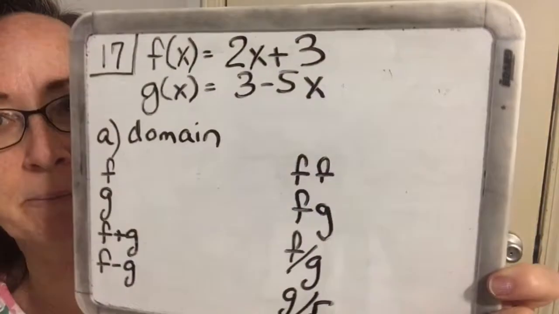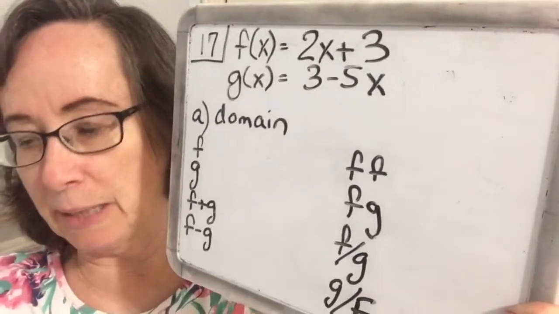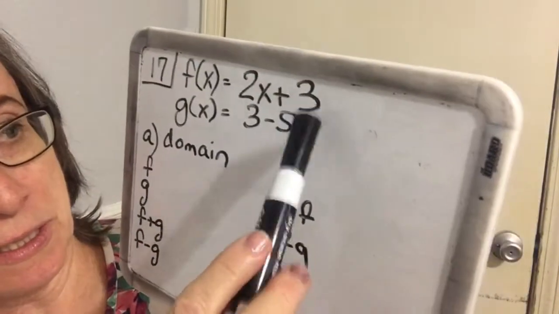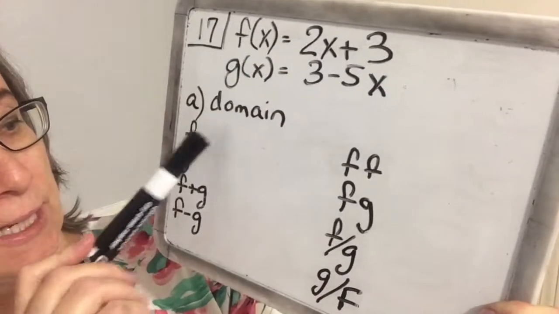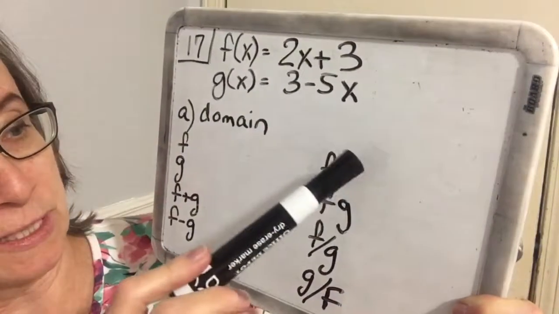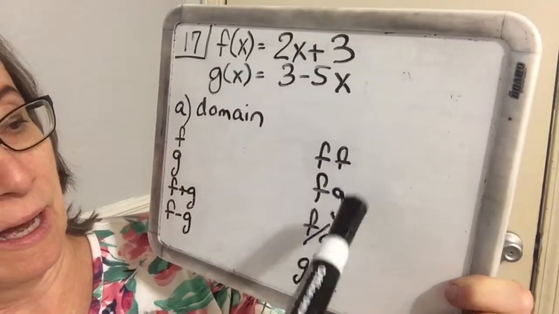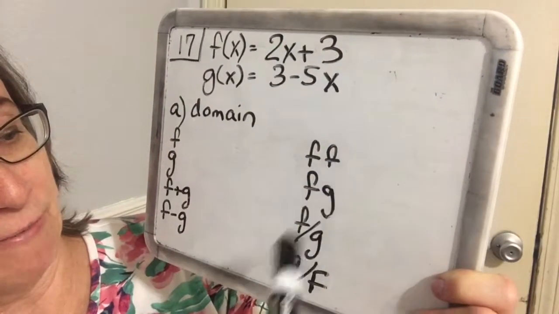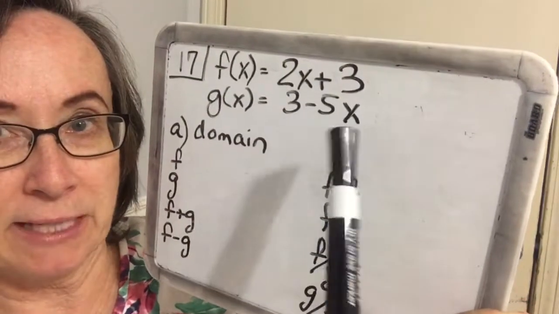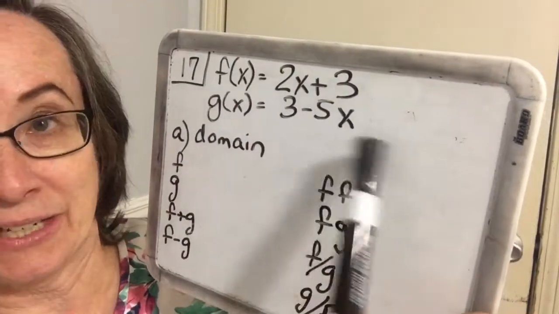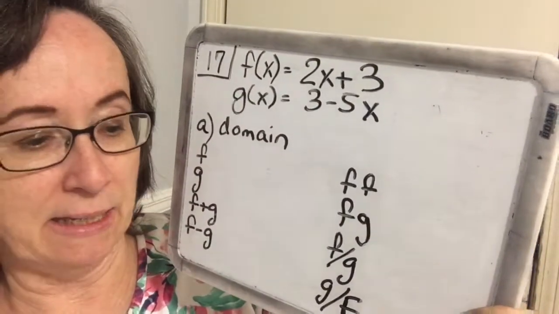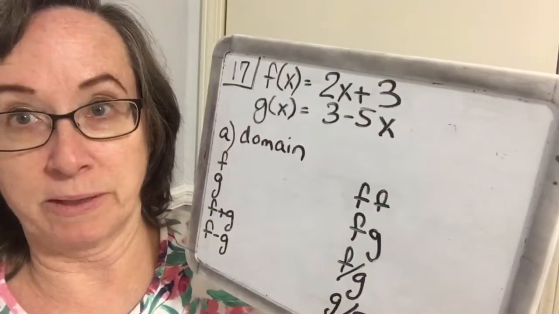Okay, so now we're going to look at problem number 17, and we're talking about domain here. We have two functions, and we're going to talk about each function individually and its domain, the sum, the difference, the products of f and f and g, and then some quotients here. Now, the nice thing about these two functions is they're both linear. And since they're linear, their domain, each individually, is all real numbers.